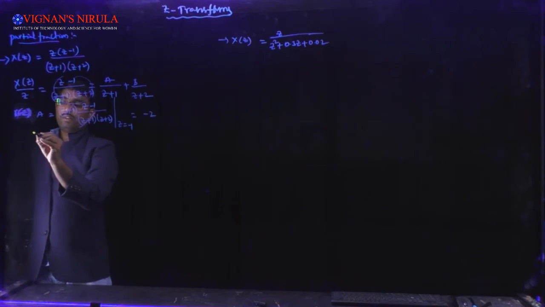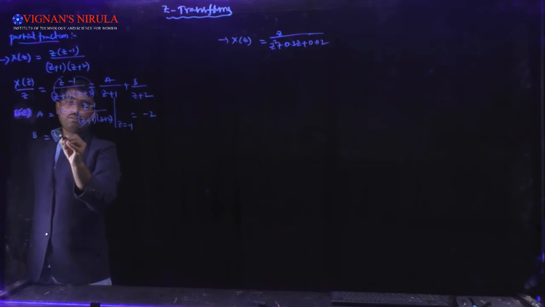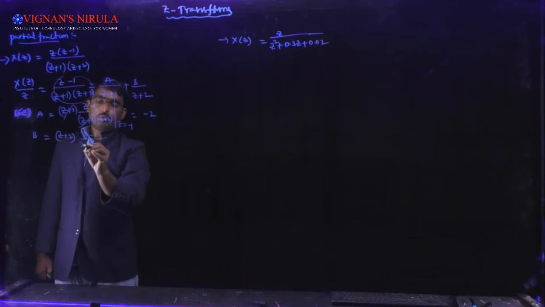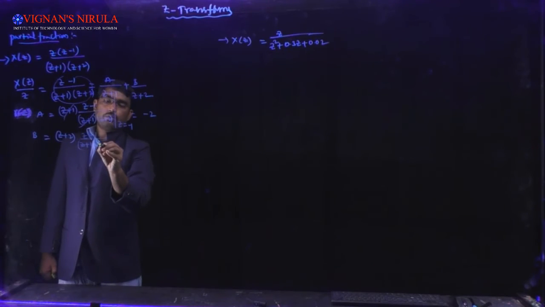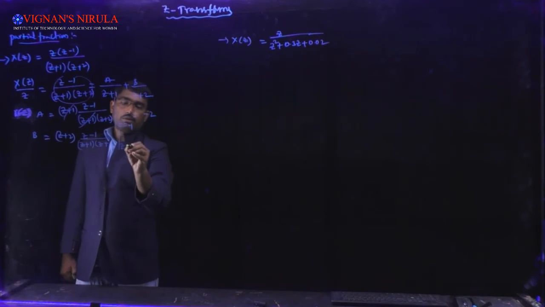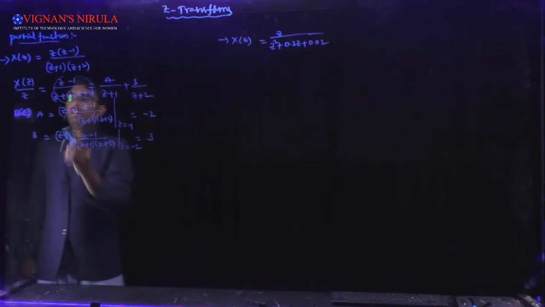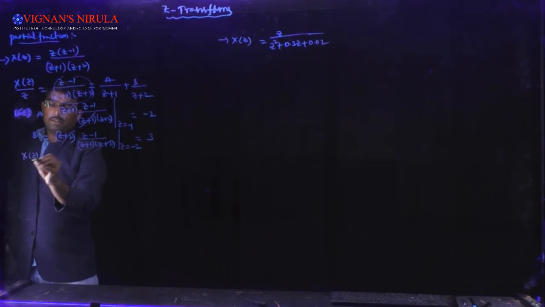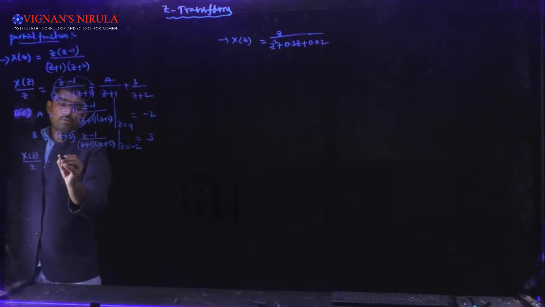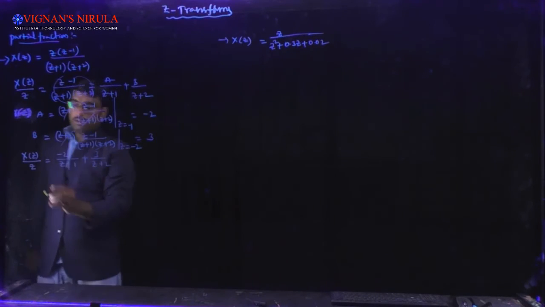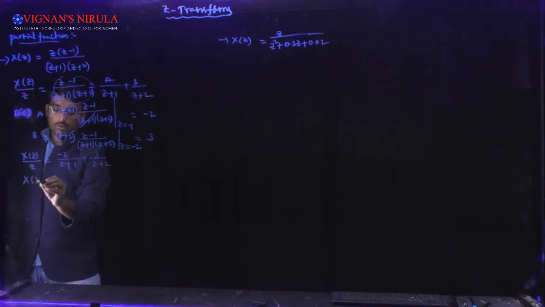The same way, if you find B, it will be (z + 2) times the total function (z - 1)/((z + 1)(z + 2)), all at z = -2. If you find this, then you will be getting B as 3. And now X(z)/z becomes A, meaning -2/(z + 1), plus B, meaning 3/(z + 2).